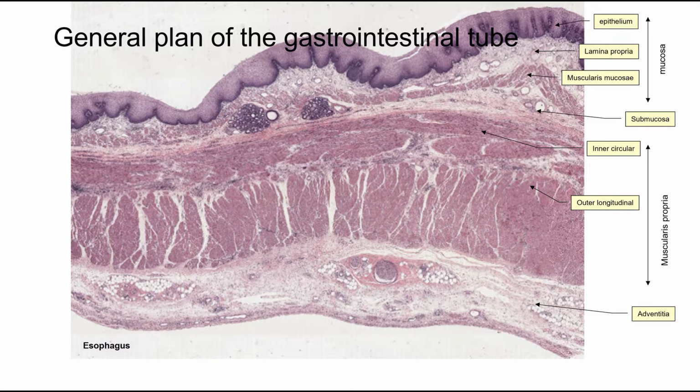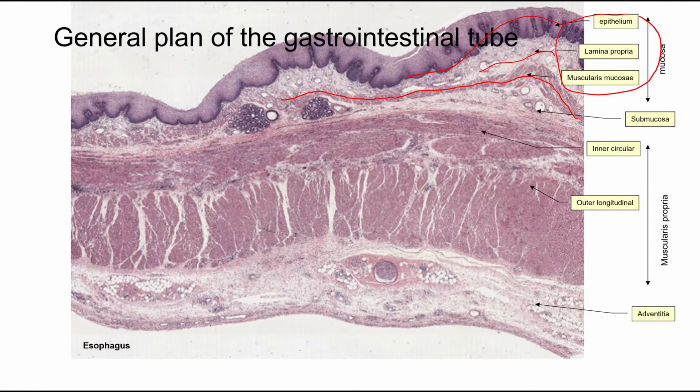And you can see here that this region is the mucosa. It consists of epithelium. In this case, this epithelium is a stratified squamous epithelium, non-keratinized. And then there is a lamina propria of connective tissue. And you can see here that there is a muscularis layer. These are muscle fibers, smooth muscle fibers. They constitute what is called the muscularis mucosae, or the muscle layer of the mucosa.